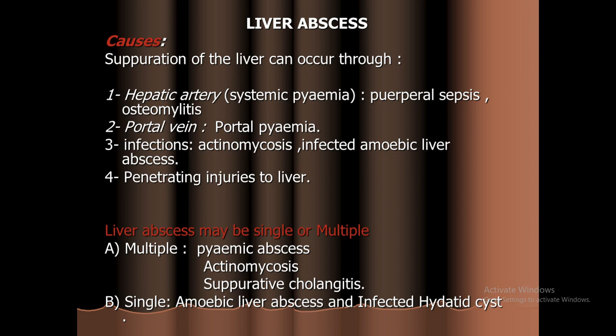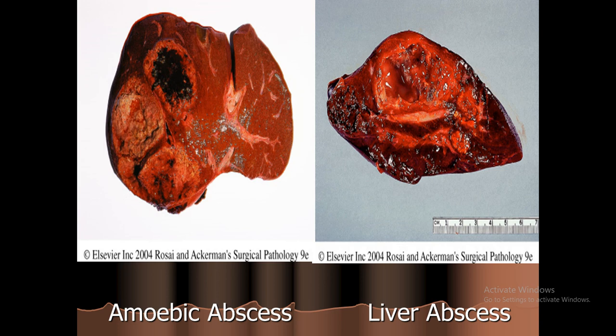So the abscess may be single or multiple. It will be multiple if it comes through a systemic or portal circulation, and single like in amoeba and hydatid cyst. This is liver abscess. This is an amoebic liver abscess, characterized by dark blackish or brownish coloration. We call it chocolate abscess. And this is a pyogenic liver abscess, and this is pus inside the liver. Treatment here is surgical.